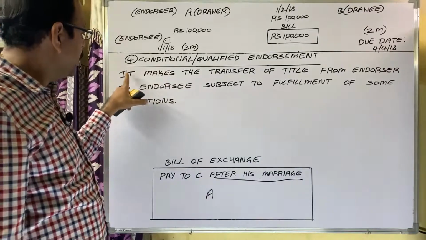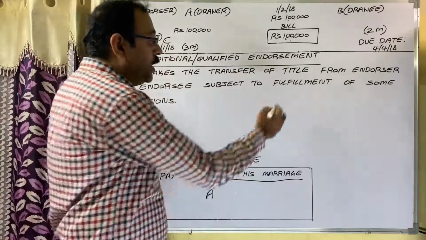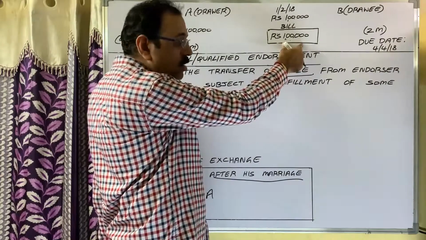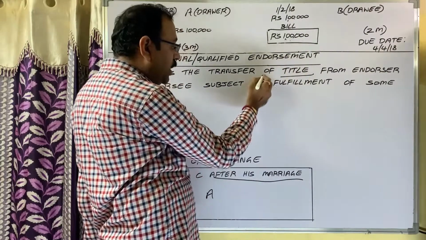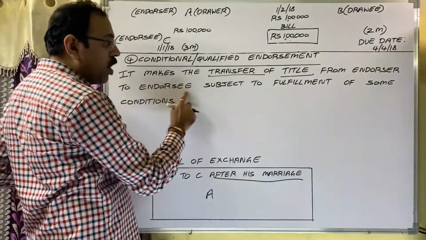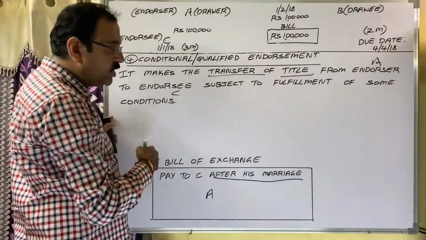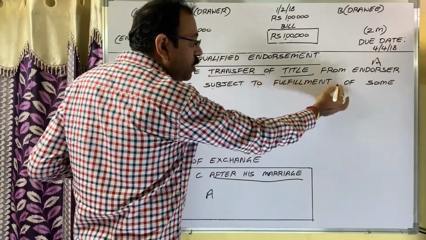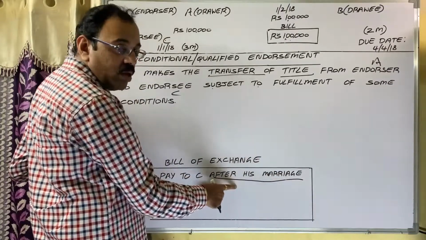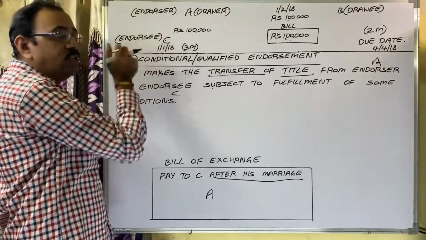Okay? See the sentence: it makes the transfer of title. Transfer of title means what? Title means the rights of A on this particular document. When these rights get transferred to C from endorser to endorsee, from A to C, they get transferred subject to fulfillment of some conditions. The condition here is marriage of C. After C's marriage only, that right will get transferred from A to C.